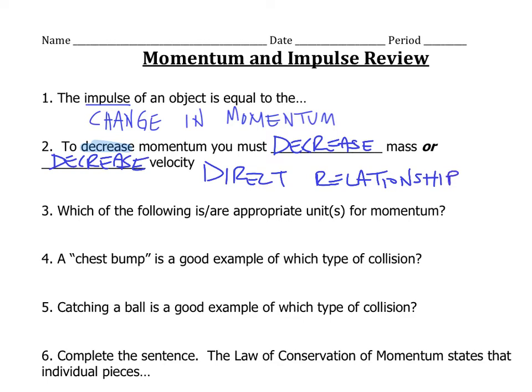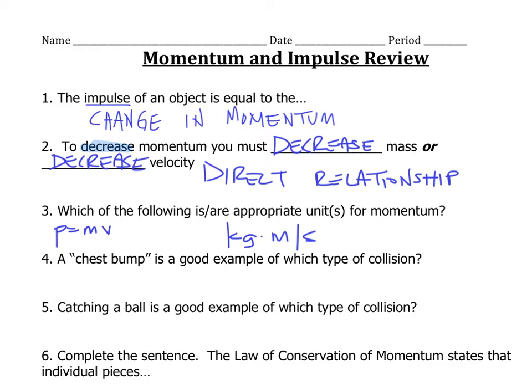Number three, which of the following is the appropriate units for momentum? Well, if you think about it, your equation is mass times velocity. So the units for mass are kilograms, and the units for velocity are meters per second. And in my equation, mass is being multiplied by velocity, so my units are kilograms times meters per second.